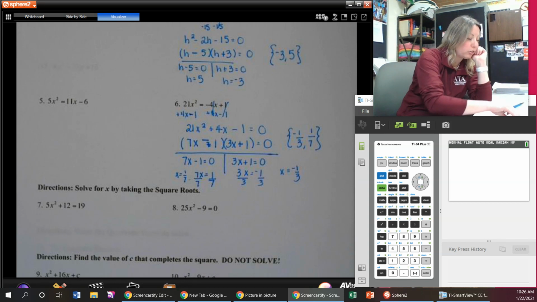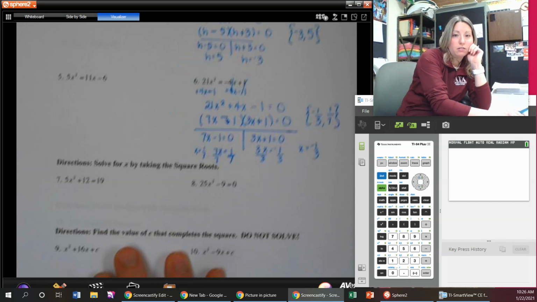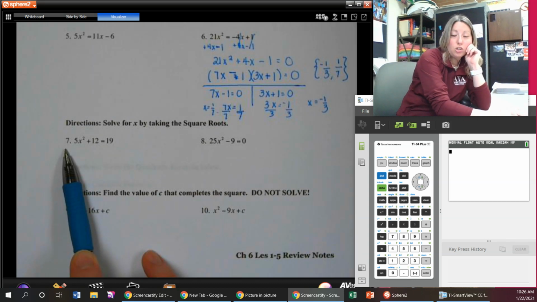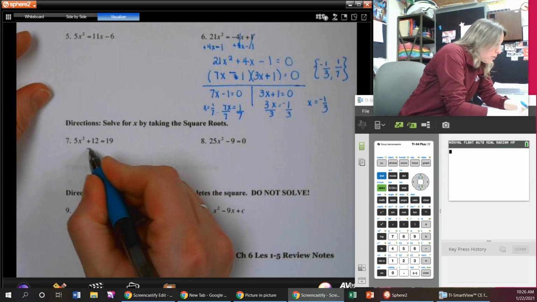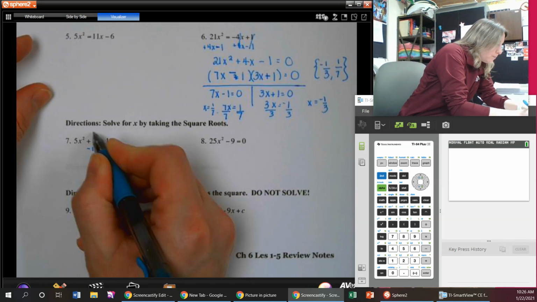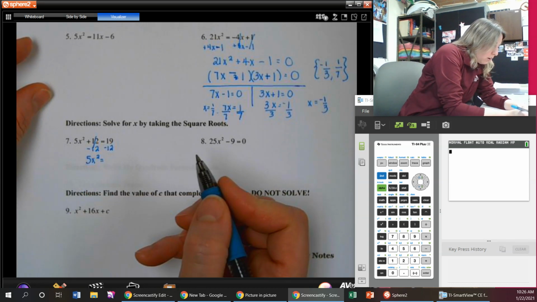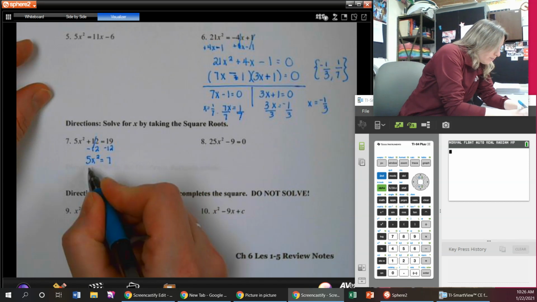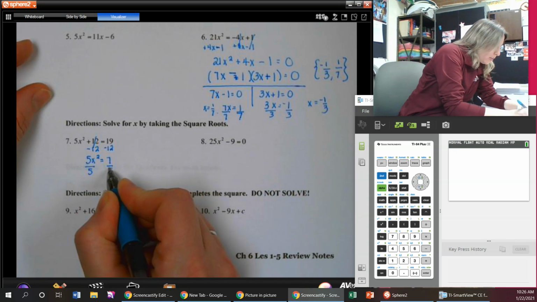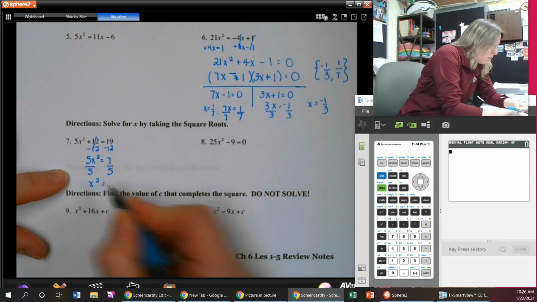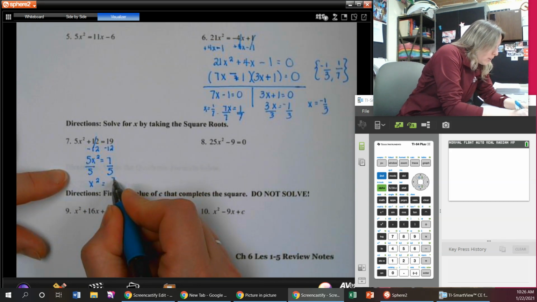These guys are solved by square roots. So I'm going to do what I think would be the more complicated one, which is number 7. You need to get x squared alone if you solve by square roots. So subtract 12 from both sides. You get 5x squared equals, oh, what's that, 7? Then divide both sides by 5. Oh, yeah, this one's more complicated. You get x squared equals 7 over 5.